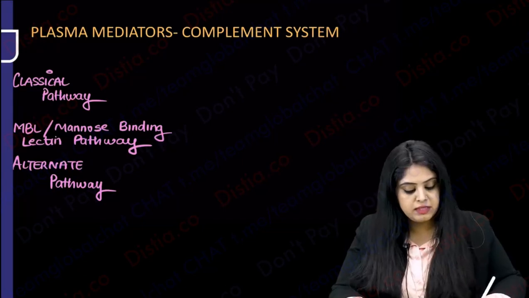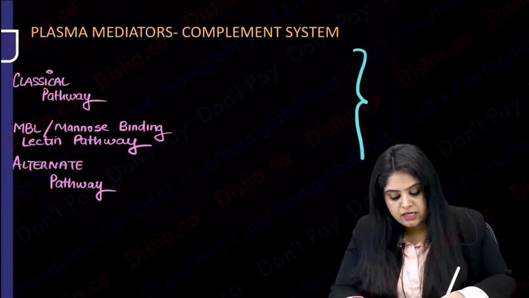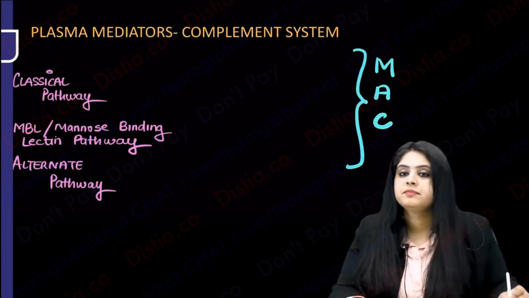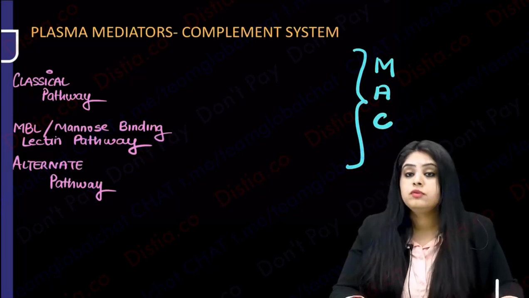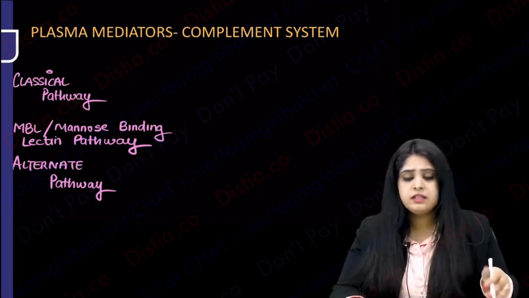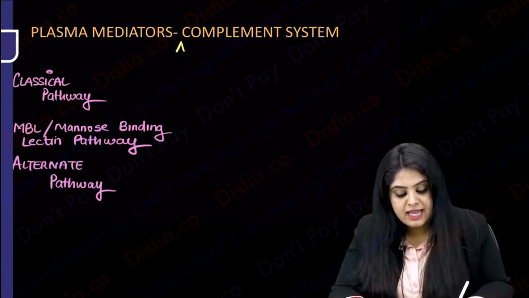Let me tell you one thing, no matter whichever pathway you start, your end result is going to be a molecule called MAC. I'll tell you what is MAC. So first you will say that, okay, if everything is the same in between them, then why are there 3 pathways? Because their starting point, what are they activated by, that is going to make a difference. What are they activated by?